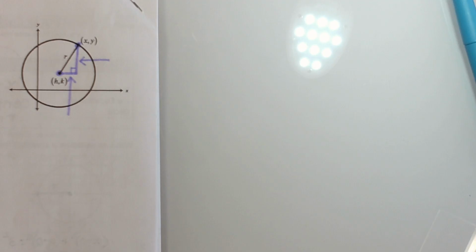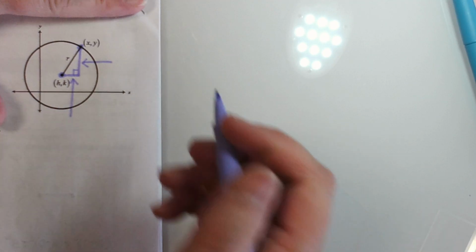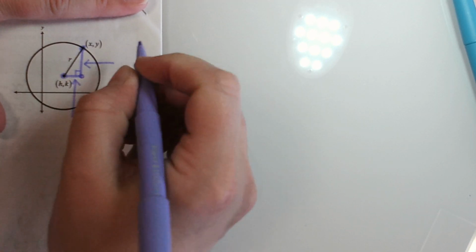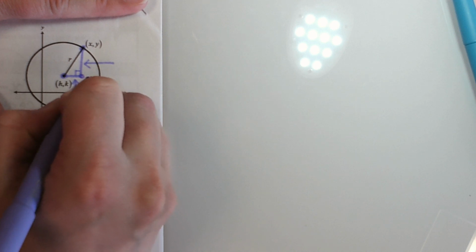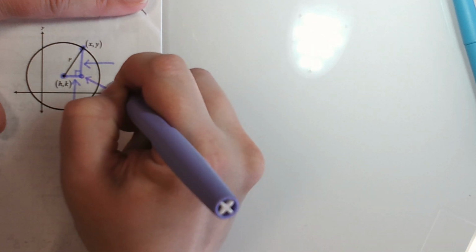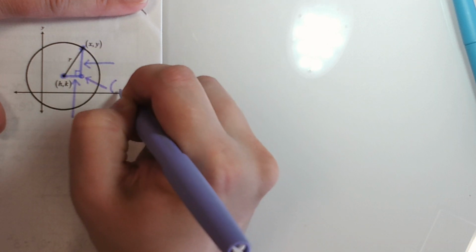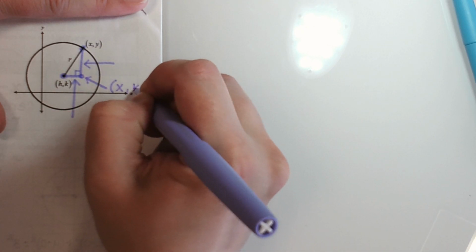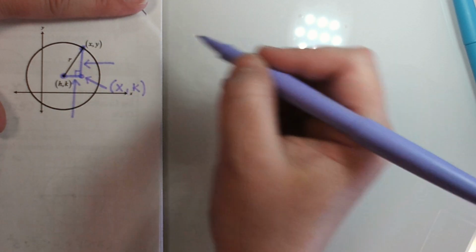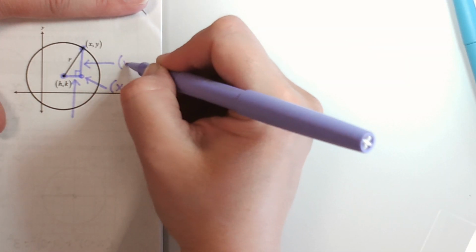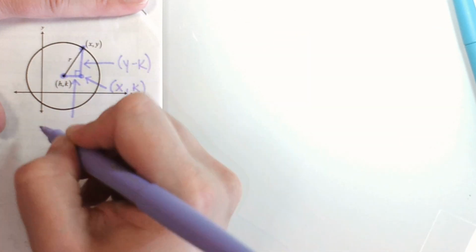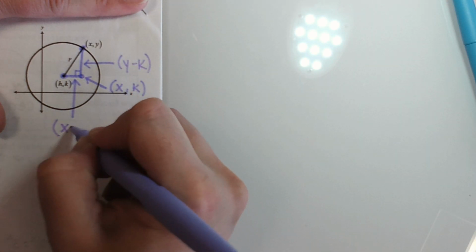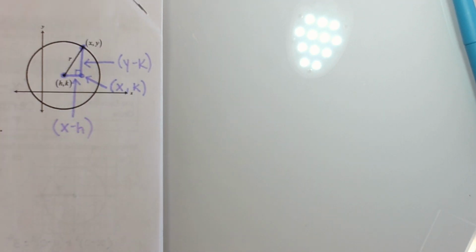So, this coordinate point right here, going back to it being letters, that coordinate point is going to be at the coordinate point x, k. Which means this distance is y minus k, and this distance is x minus h. It's the same way you did it when it was numbers.